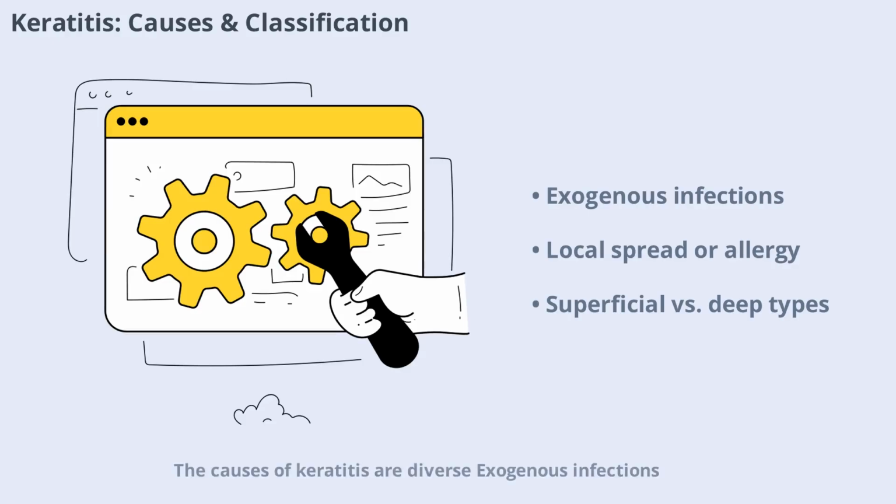The causes of keratitis are diverse. Exogenous infections, such as bacteria or fungi, are common culprits. Sometimes, the infection spreads from other parts of the eye, or it may result from an allergic reaction within the body. Keratitis is classified as superficial, often ulcerative, or deep, which is usually allergic and non-ulcerative. This classification helps guide treatment and predict outcomes.